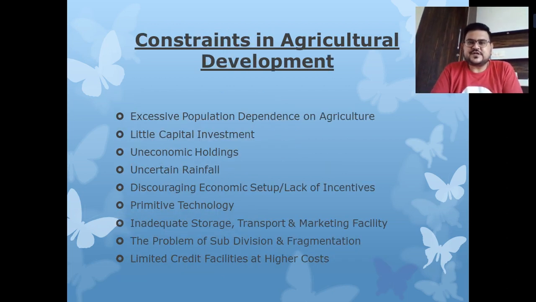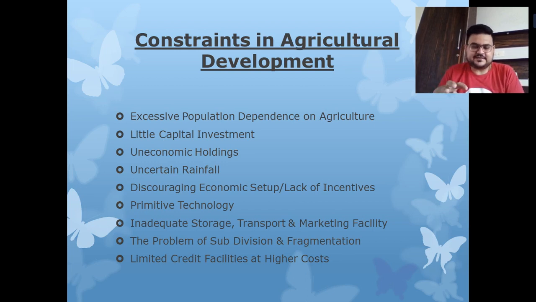Now, what are the constraints in agricultural development? What is stopping us from growing? What is that one or two things which is not allowing us to move ahead in agriculture? So there is excessive population dependence on agriculture. There's a lot of pressure on agriculture.